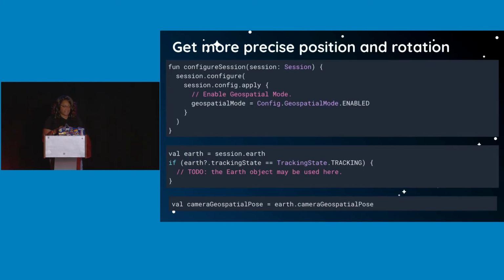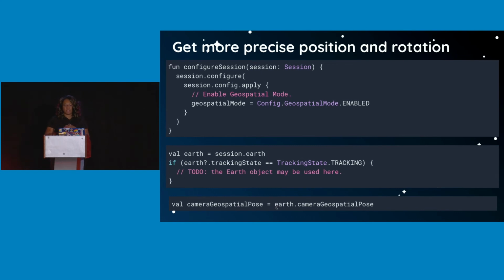And so this is an example of how you would make sure that you're getting your position and your rotation. First, you have to go into your config and enable the geospatial mode. So that's what you see with this first step here. And then you want to make sure that you're tracking. So you want to make sure that you get your Earth object and then check for the tracking state. And then you want to make sure that you get the camera geospatial pose. And that gives you all the data that you might want to use.